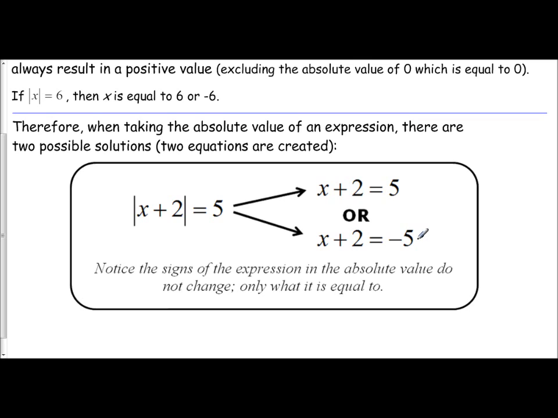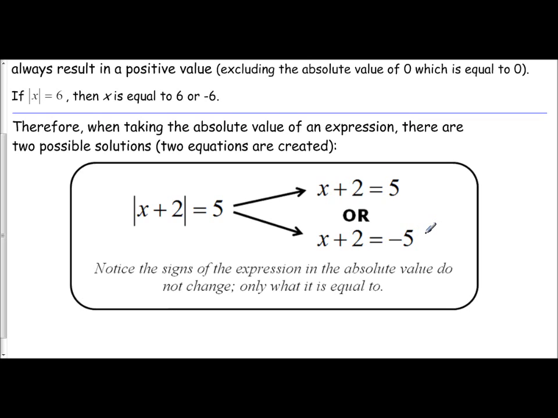Notice that the sign of the expression stays the same. This is one mistake that many students make: they try to change the sign inside the absolute value bars. Don't do that. You leave this x plus 2 alone, and then you split the answer into both the positive and the negative of what it is equal to. So a positive 5, and a negative 5.